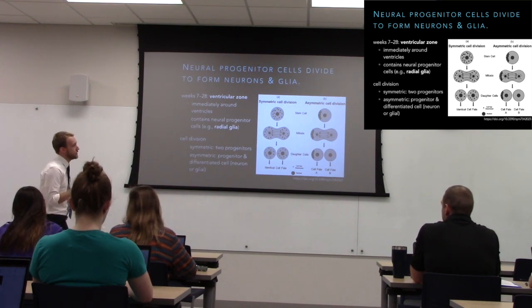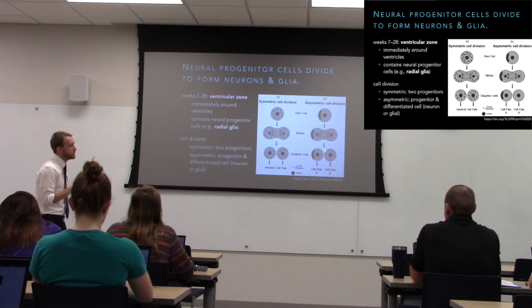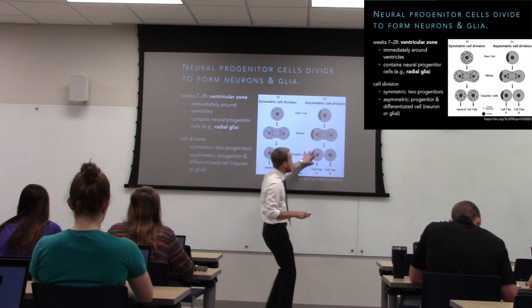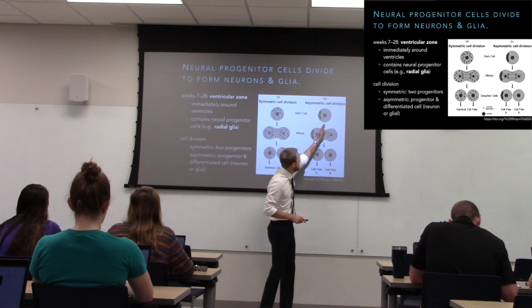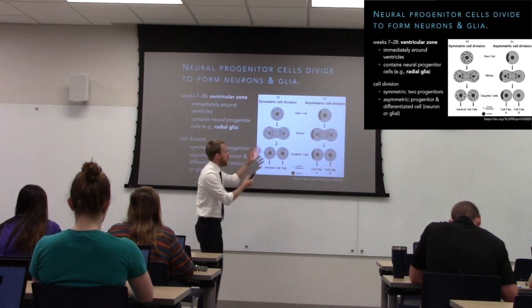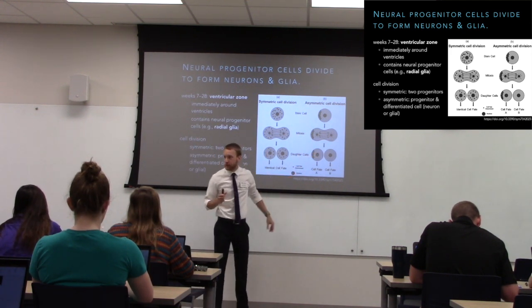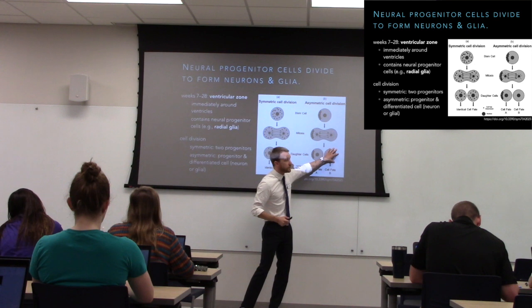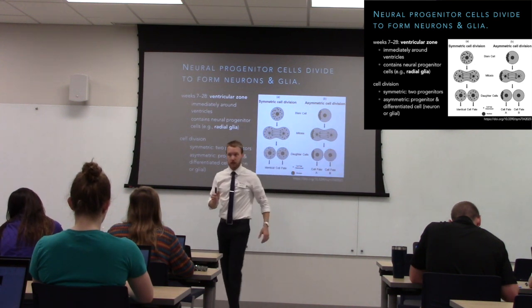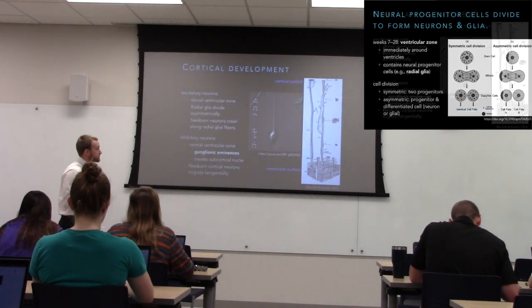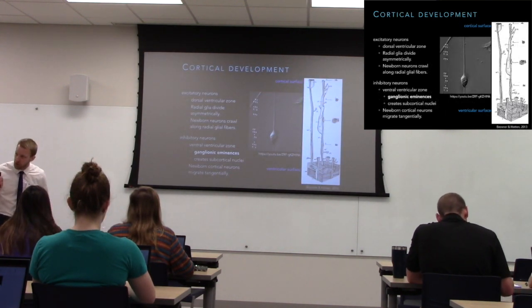In asymmetric cell division, we create two different cells. And we do that by pushing some proteins over on one side and other proteins over on the other side, and then we split down the middle. So we give one cell one set of instructions, stay a neural progenitor cell, for example, and the other one another set of instructions, go ahead and be a neuron. This asymmetric cell division happens in our radial glia, and then the neurons crawl along those radial glial fibers.